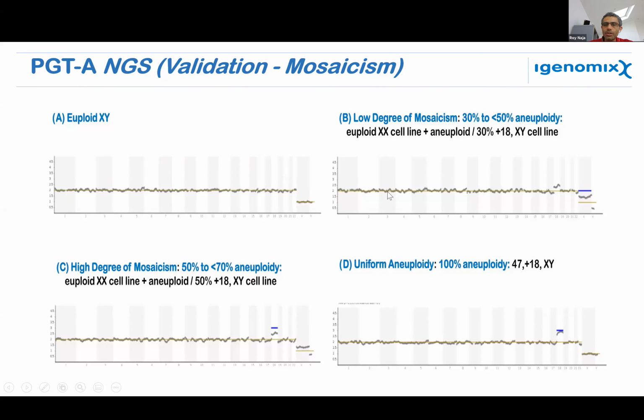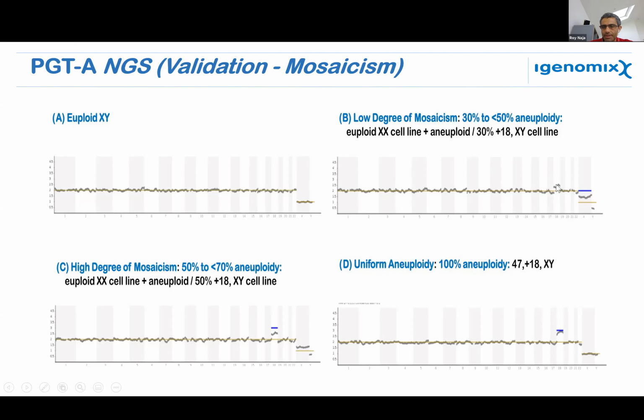Now, when we took 5 cells from the euploid cell line and combined it with 3 to 5 cells from the aneuploid cell line, or a cell line that had a plus 18, what we saw here, forget about the sex chromosomes, is an increase in ploidy for chromosome 18. So this is the category of low mosaic between 30% and 50% ploidy.